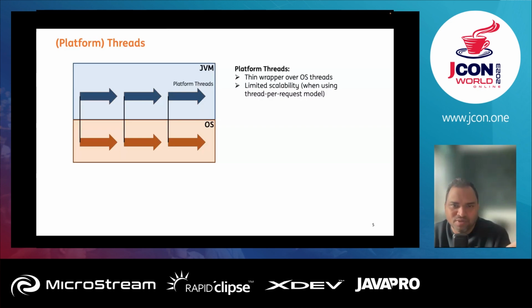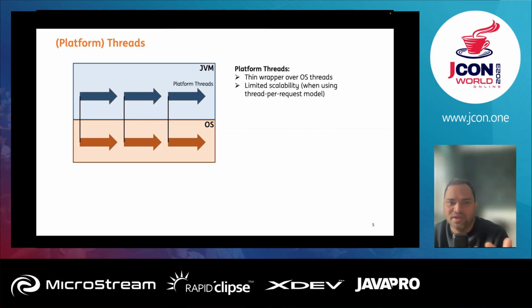And we say that platform threads offer limited scalability when using thread per request model. That is because if your application is working in thread per request model, then the maximum number of requests you can handle or support would depend on the maximum number of platform threads, right? And if those are platform threads that you are using to fulfill those requests, then it would depend on the maximum number of operating system threads that you can have, right?